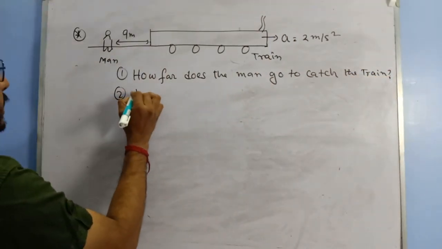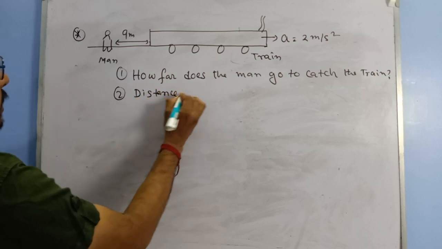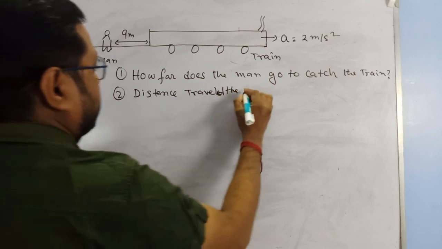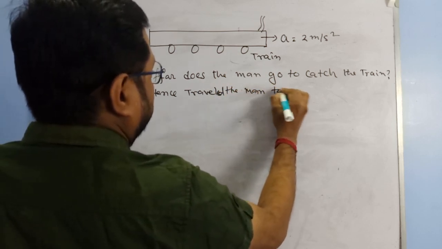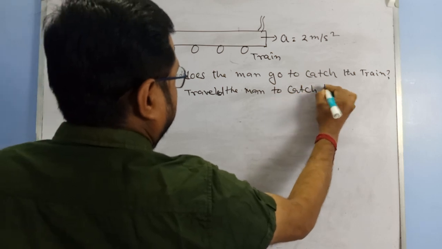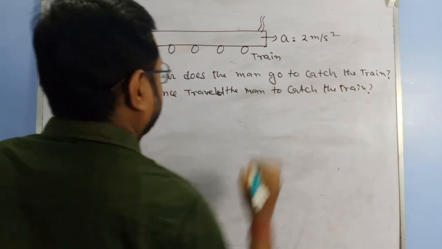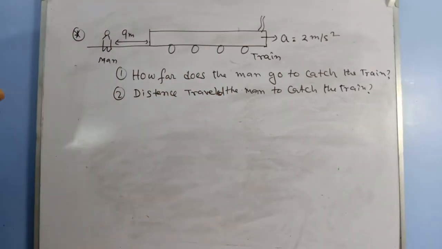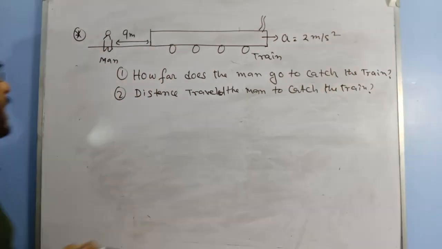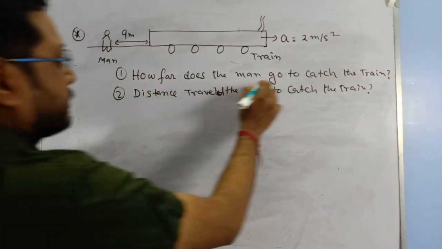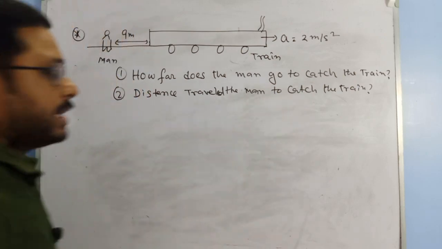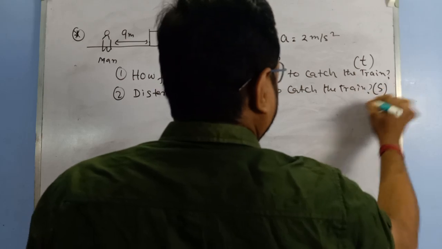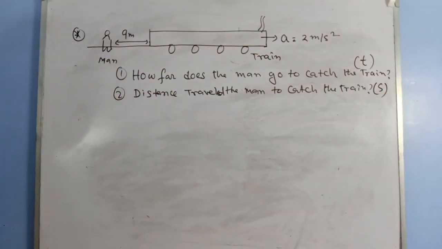Number 2 is the distance travelled by the man to catch the train. I hope you will understand the problem. When a man is 9 meters away from a train which is just leaving the station at a uniform acceleration of 2 meters per second square, how far does the man go to catch the train, and what distance does the man travel? So basically we can find out the t and the value of s. Okay.